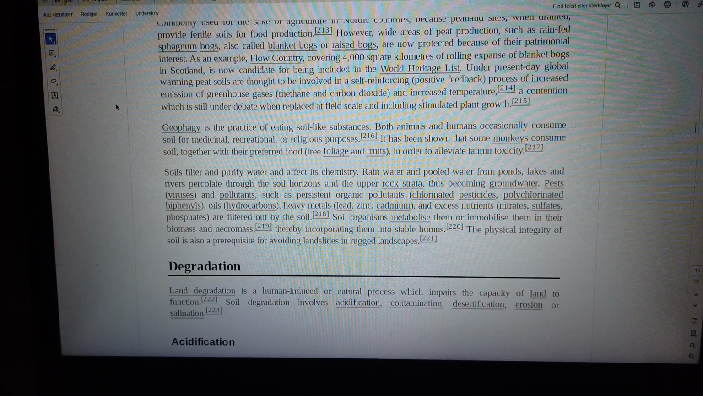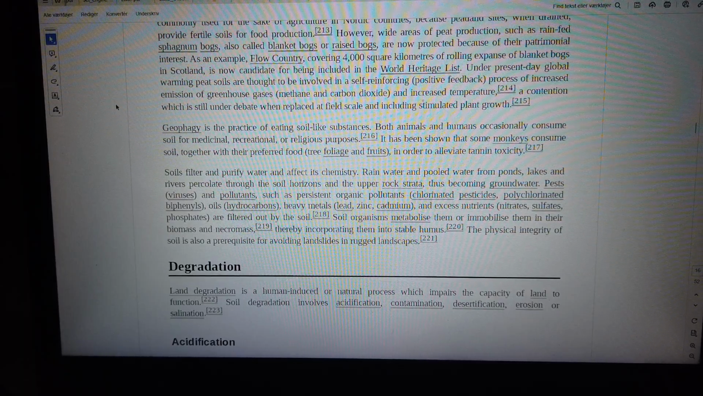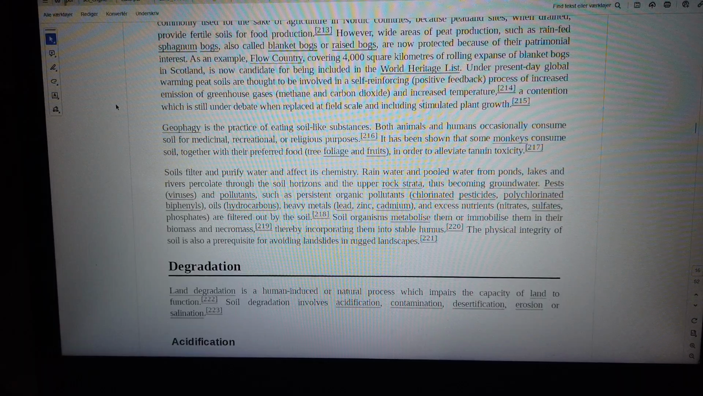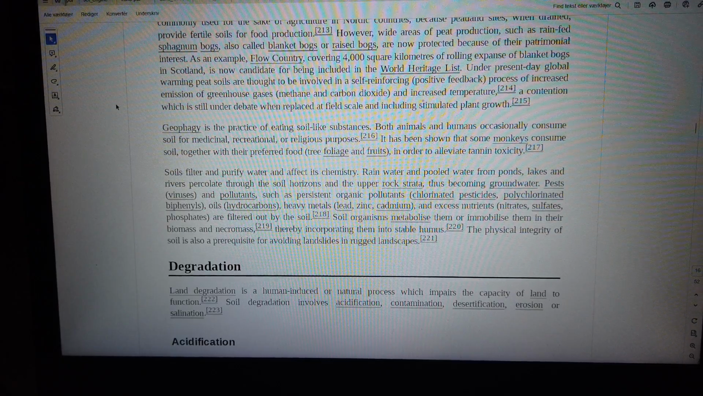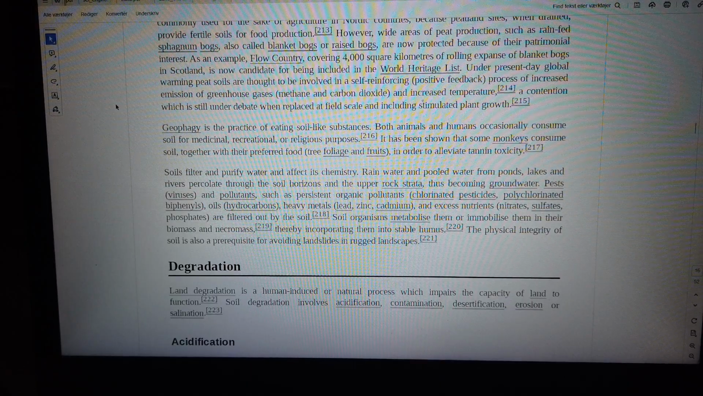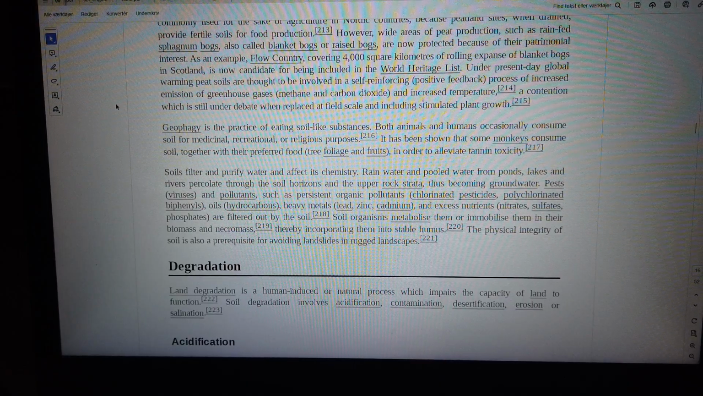Soil organisms metabolize them or immobilize them in their biomass and necromass, thereby incorporating them into stable humus. The physical integrity of soil is also a prerequisite for avoiding landslides in rugged landscapes.